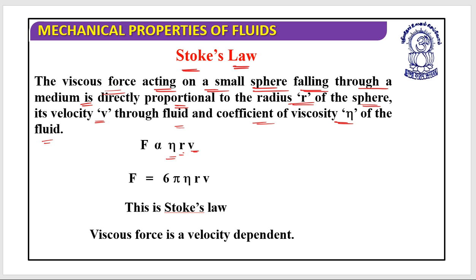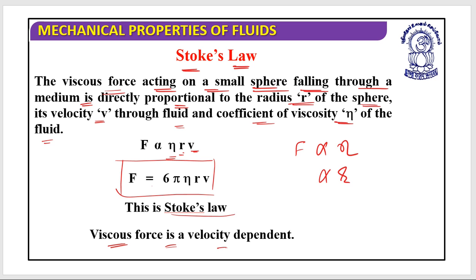So from this, if I remove the proportionality symbol and add a certain constant, 6 pi, we get F equals 6 pi eta r v. This is the Stokes law. And this viscous force is velocity dependent. Look at the dependency: it depends on eta, on the radius of the object, as well as on the velocity of the object. F equals 6 pi into eta into r into v.